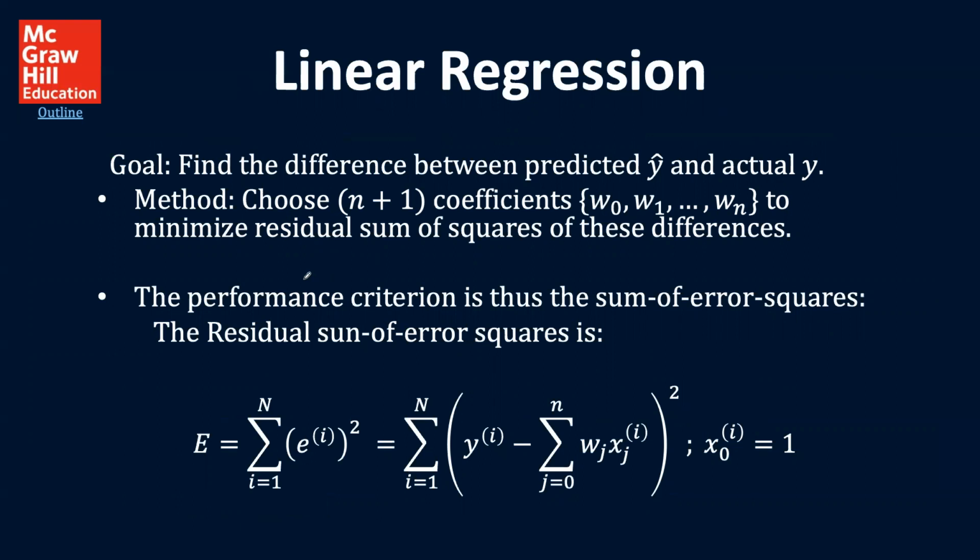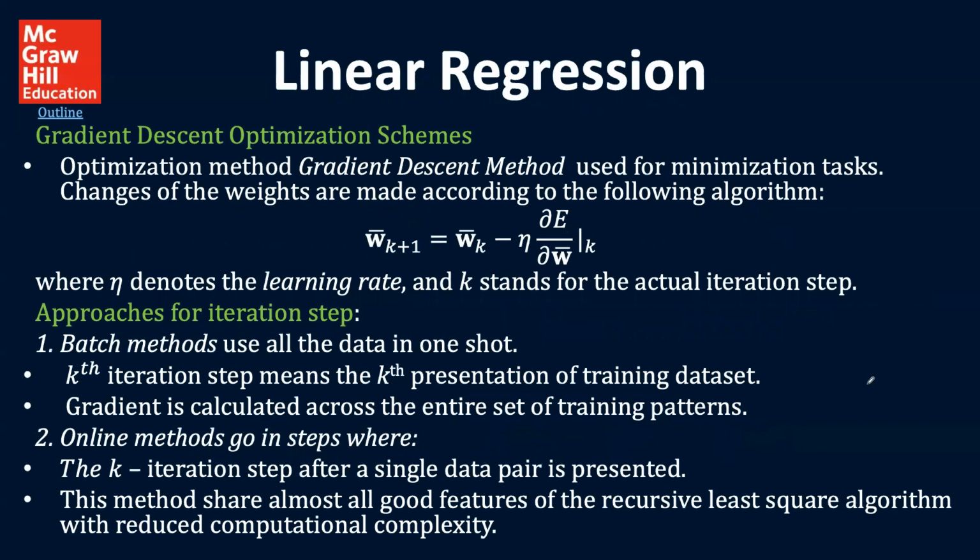The method is to choose n plus one coefficients to minimize the residual sum of the squares of these differences. And so we're trying to do as best we can to minimize the difference in as many cases as possible. The performance criterion is thus the sum of error squares. The residual sum of error squares is given by this equation here. We have a couple more details here that we can be thinking about for gradient descent optimization schemes, the optimization method, the gradient descent method used for minimizing the task. The changes of the weights are made according to the following algorithm.